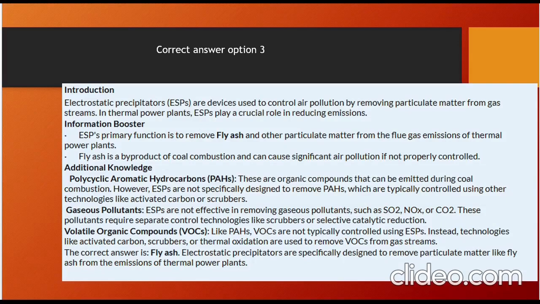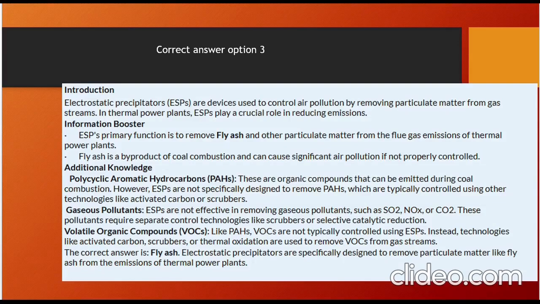Volatile organic compounds, like PAH, VOCs are not typically controlled using ESPs. Instead, technologies like activated carbon, scrubbers, or thermal oxidation are used to remove VOCs from gas streams. So the correct answer here is option 3, fly ash. Electrostatic precipitators are specifically designed to remove particulate matter like fly ash from the emissions of thermal power plants.